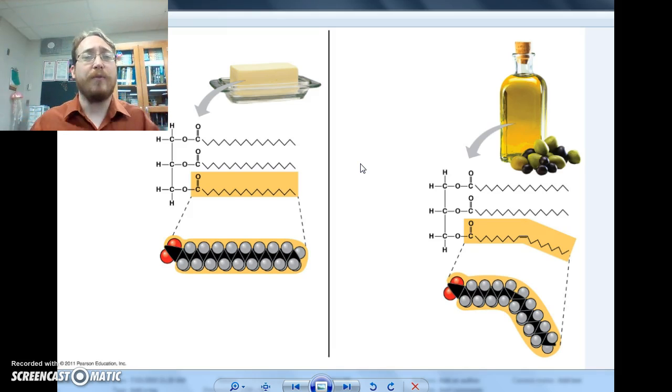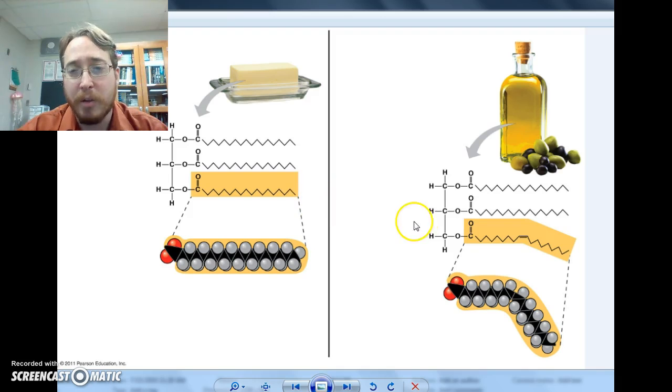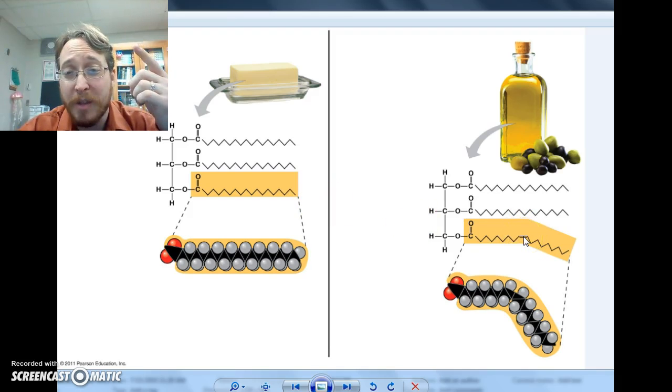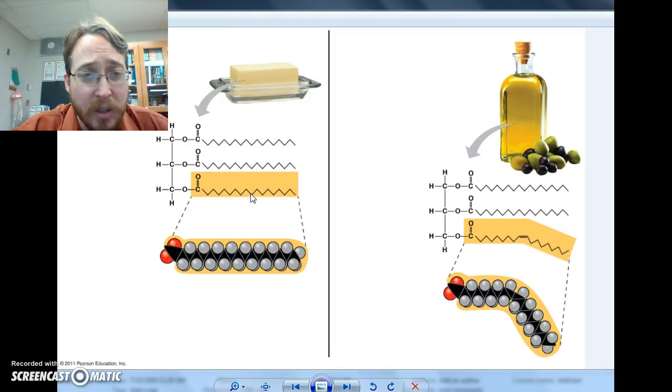Saturation means that they are full of something, and in this case, they are full of hydrogen. If we compare the two, if we have a double bond between the carbons, that means there's one less hydrogen that can fit here and here, whereas over here, with no double bonds, we have as much hydrogen as possible. So that's kind of what divides the two categories of fatty acids. We have saturated and unsaturated.